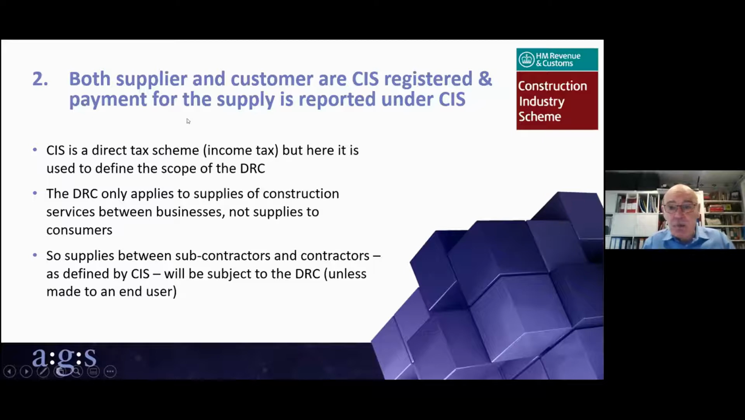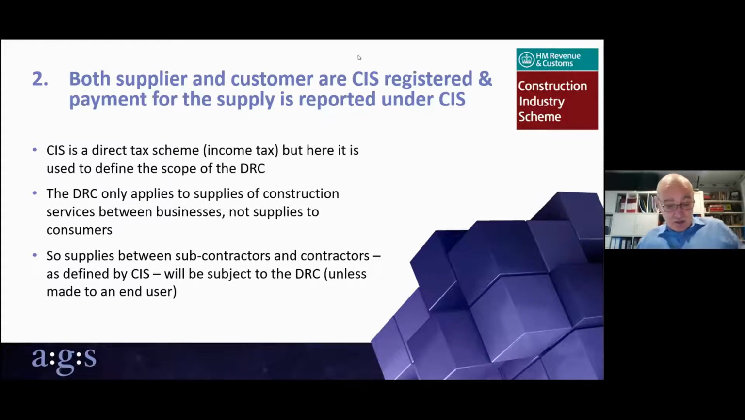Condition two is that both the supplier and the customer are registered under the construction industry scheme, the CIS. CIS is basically a direct tax scheme which deals with income tax due from subcontractors, as you will know. But the reverse charge is designed to be very closely aligned with the CIS. So it only applies to transactions where payments are reported through the CIS, essentially construction operations for CIS purposes. So the reverse charge applies to most CIS supplies made between suppliers and customers, unless the customer is an end user, which is something separate and which we'll look at shortly.